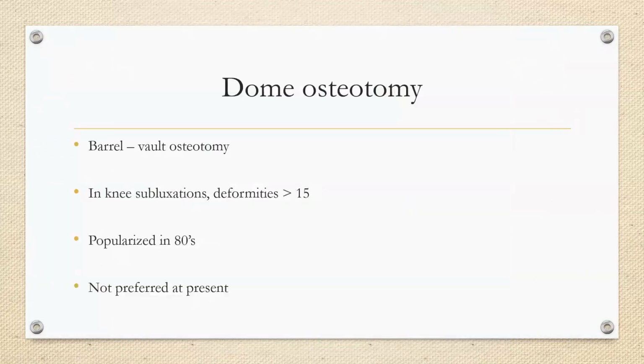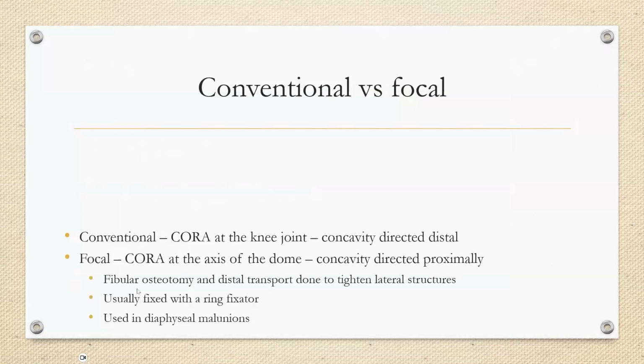So moving on to the next type of osteotomy, which is the dome osteotomy, also known as the barrel vault osteotomy, primarily used for larger deformities of greater than 50 degrees and chronic knee subluxations. Popularized in the 80s, primarily as a diaphyseal non-union correction technique, but however is not routinely preferred at present.